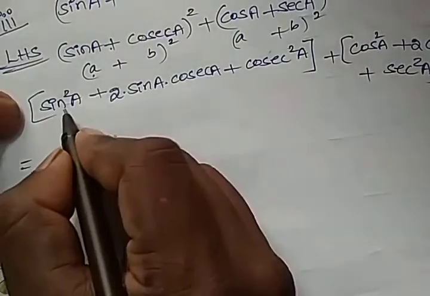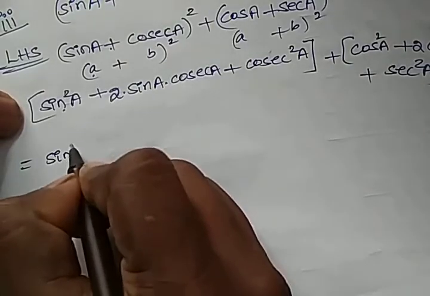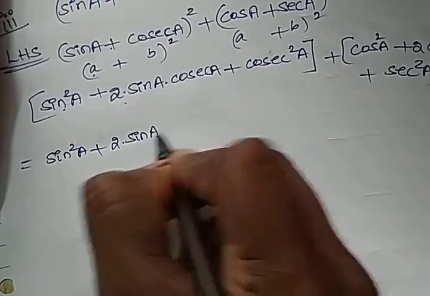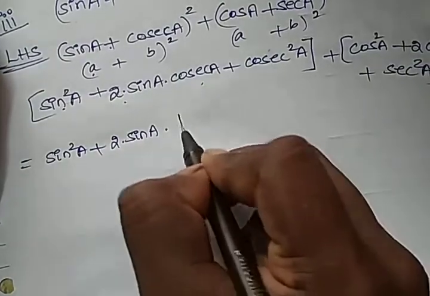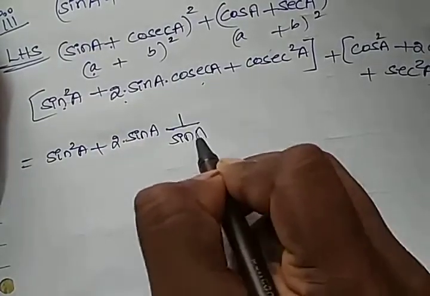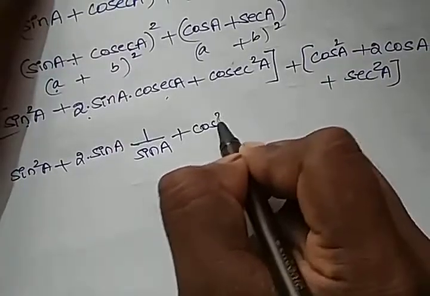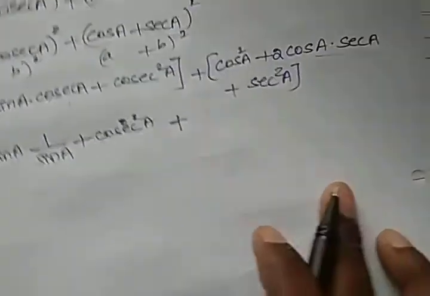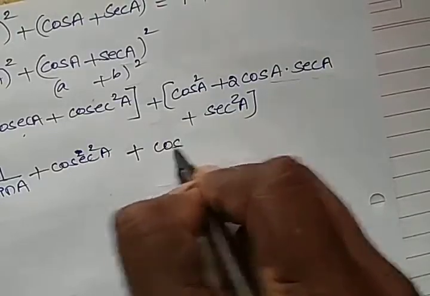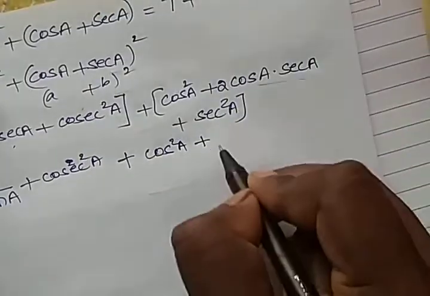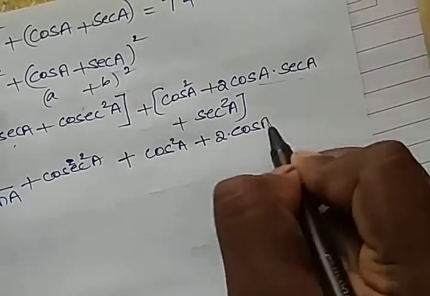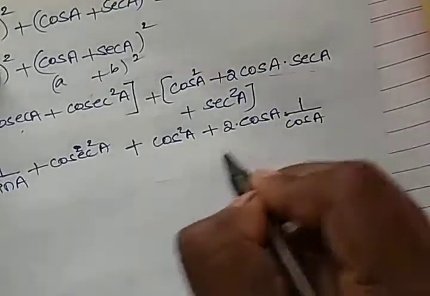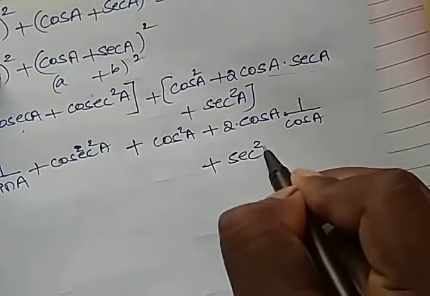Here you can see again sin square a, leave it as it is, sin square a plus 2 into sin a into, what is meant by cosecant a? This is 1 by sin a, plus cosecant square a. Okay, then same here, plus cos square a, leave it as it is, plus 2 into cos a into secant a, which is nothing but 1 by cos a, plus secant square a, you can write as it is.